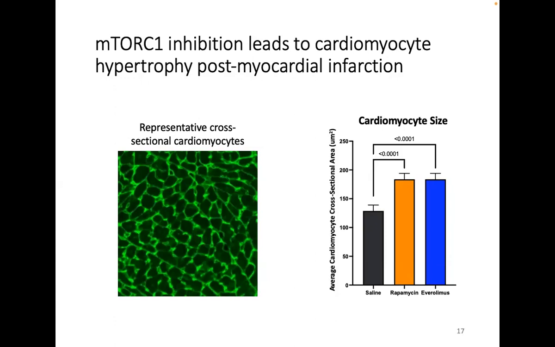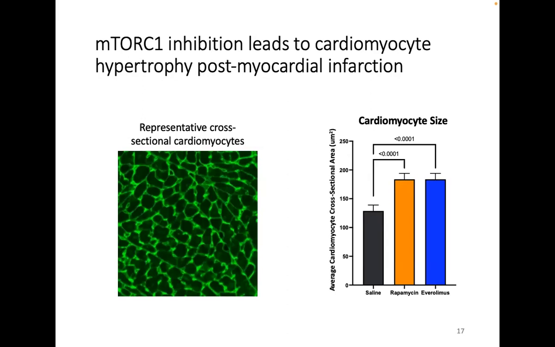fact a significant reduction in the size of the saline-treated hearts, showing that those ones did generate new cardiomyocytes to replenish the myocardial tissue, where the rapamycin and everolimus mTORC1 inhibitor treated animals did not generate those new cardiomyocytes, and thus had individual cardiomyocyte hypertrophy to go along with the cardiac hypertrophy.